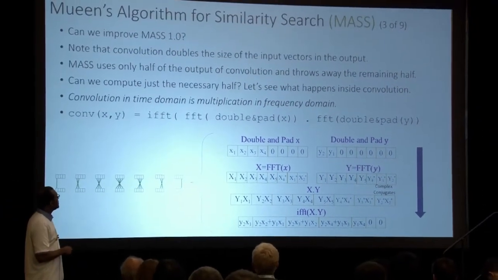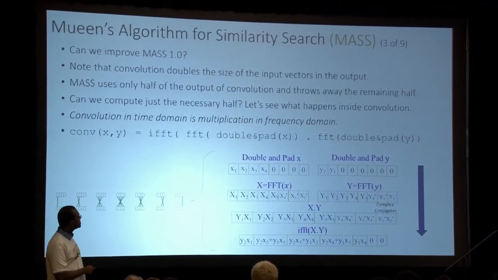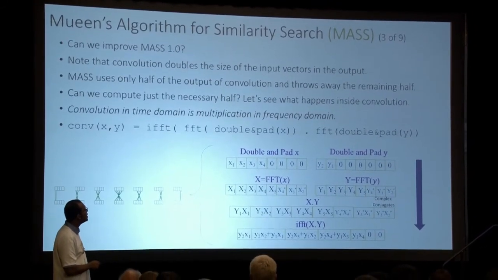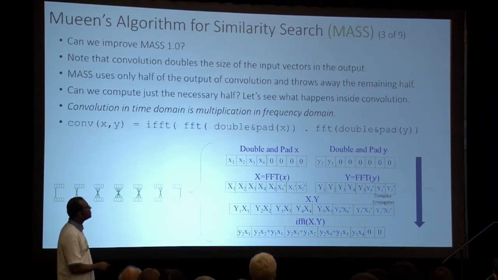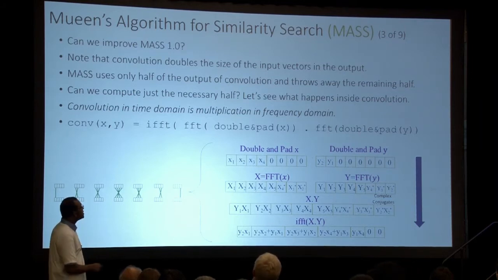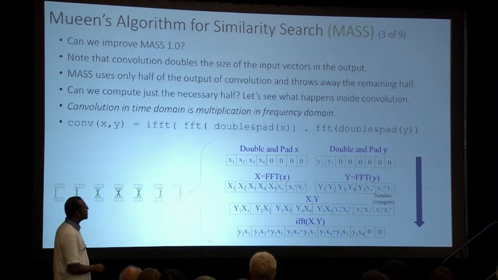So if I look at it pictorially, it is like this: if you have the input vector x1, x2, x3, x4, then you double it and pad it with 0. We had our query vector, which is y2, y1, 0, 0. We double it and pad with 0. Then we take the Fourier transform, and that produces a vector like this, which is a vector of complex numbers.